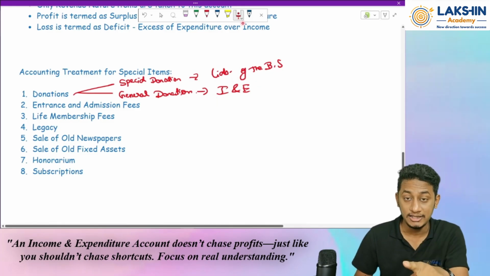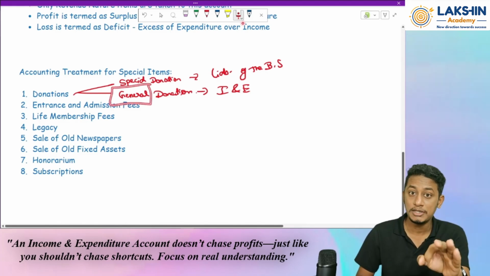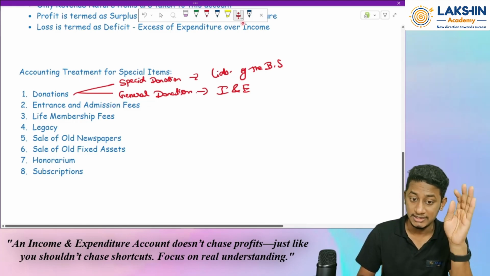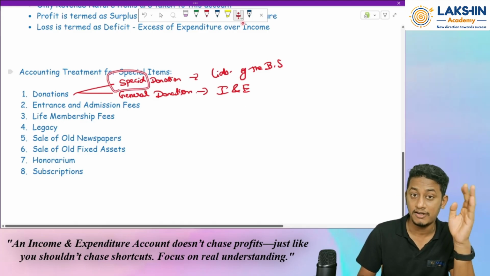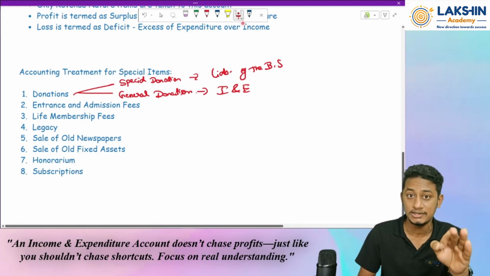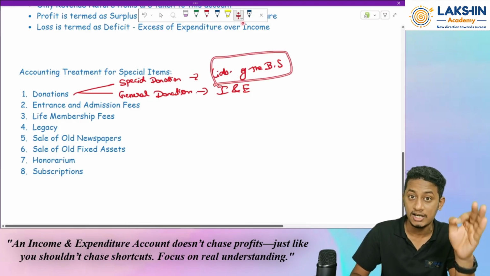Whether it's a capital receipt or a revenue receipt. In case of general donation, it will always be a revenue receipt. That means it will go to my income and expenditure account. And whenever I say special donation, that was given for a specific purpose, in that case, it will always go to the liability side of the balance sheet.